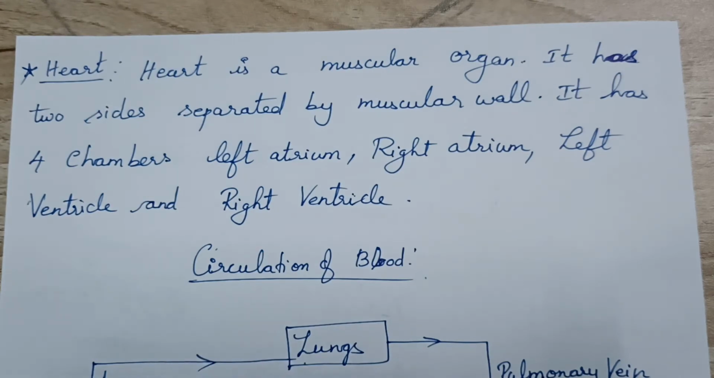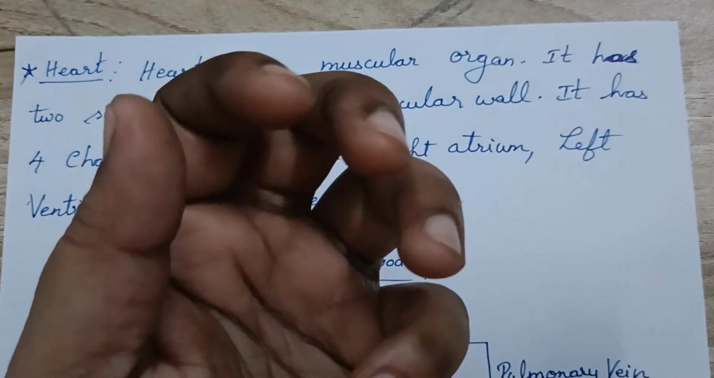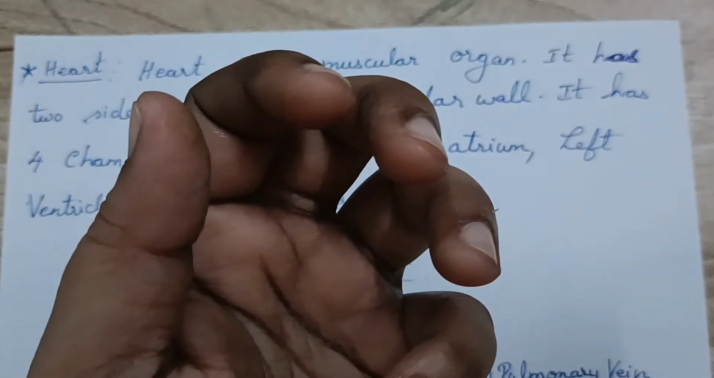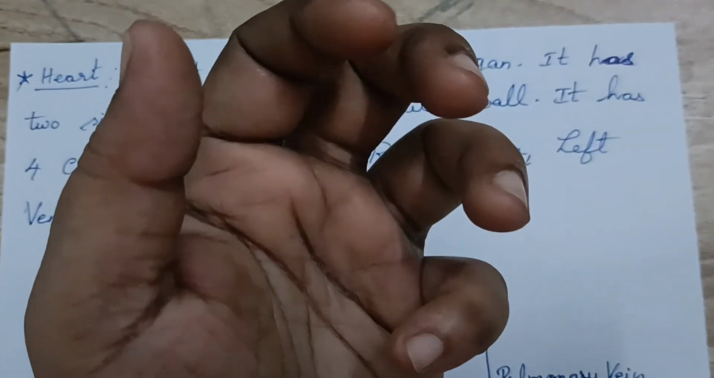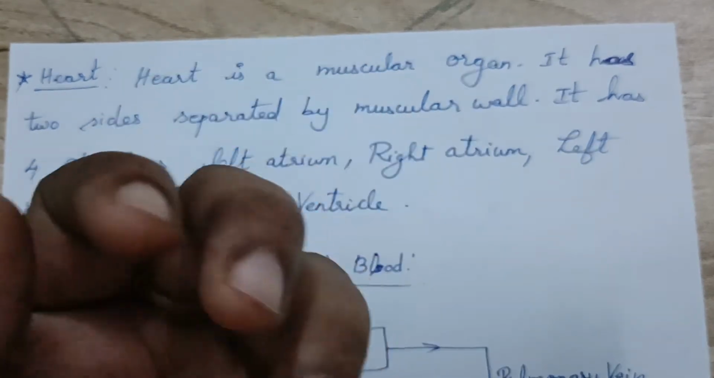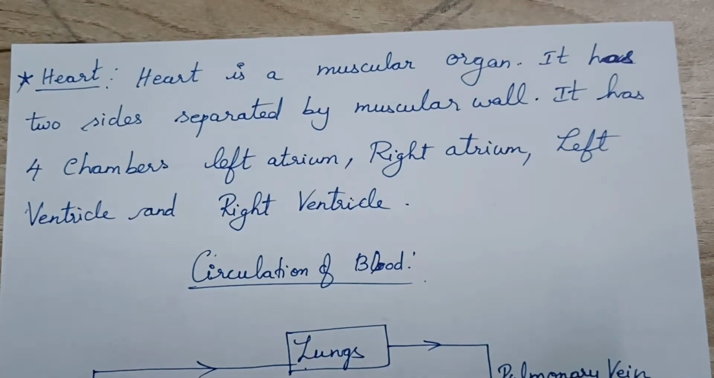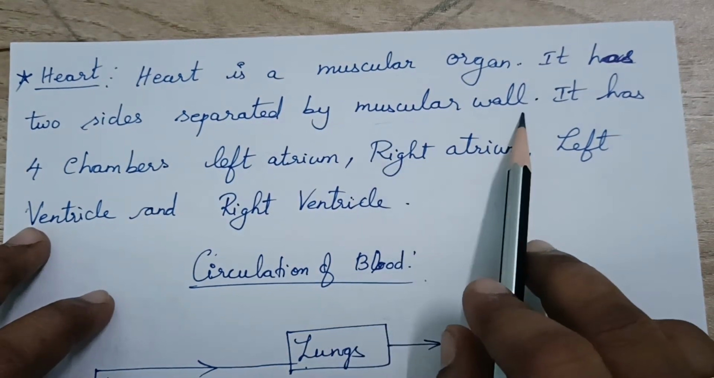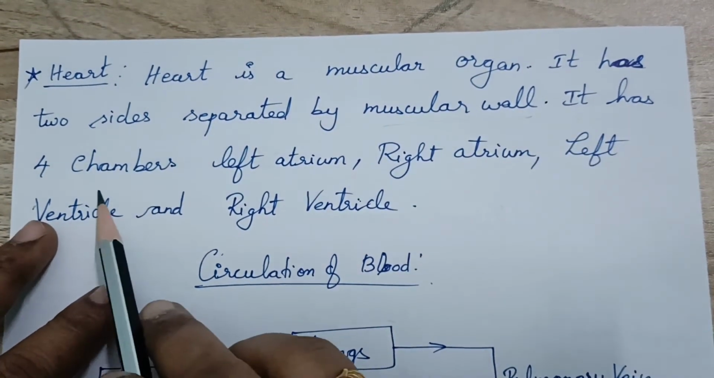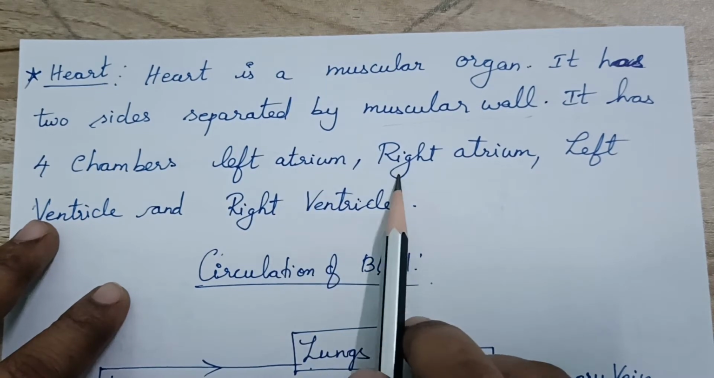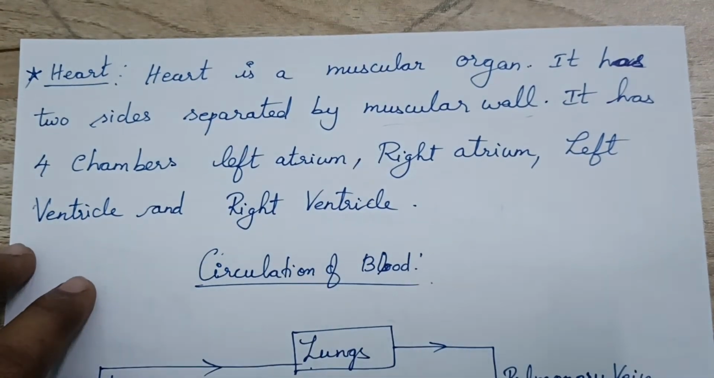If you want to know the size of the heart, it is as big as your fist. So you can hold your heart in your palm like this. The heart is a muscular organ. It has two sides separated by a muscular wall. It has four chambers: left atrium, right atrium, left ventricle and right ventricle.